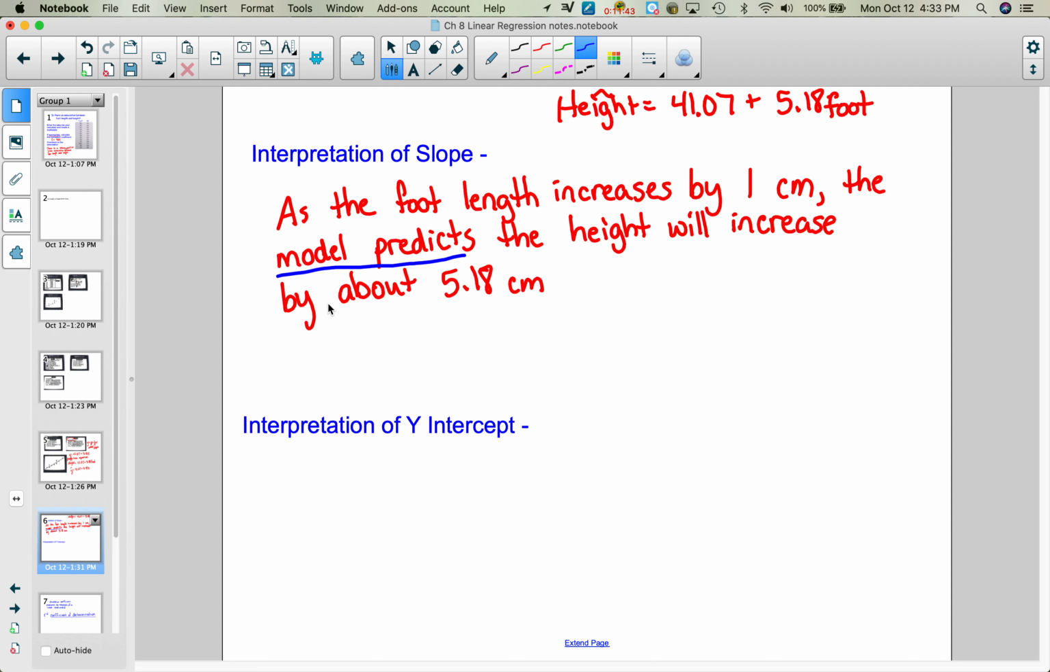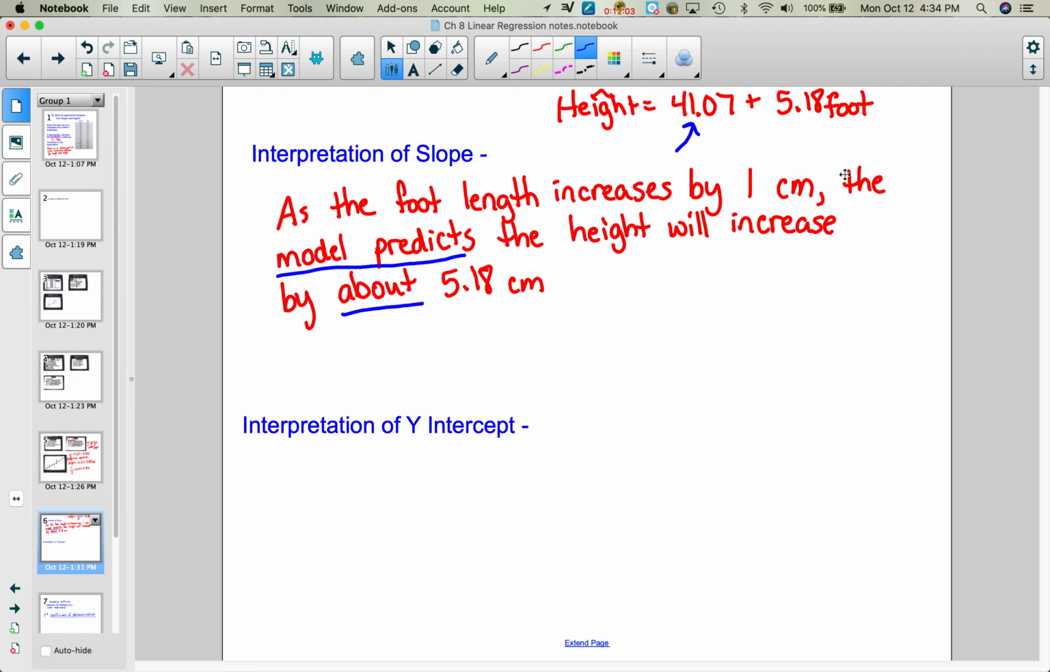And you can also put in the word "about" 5.18 centimeters. Those are important things to include when you are interpreting the slope or the rate of change of this problem. So, interpretation of the y-intercept. Think about what a y-intercept is in basic math.